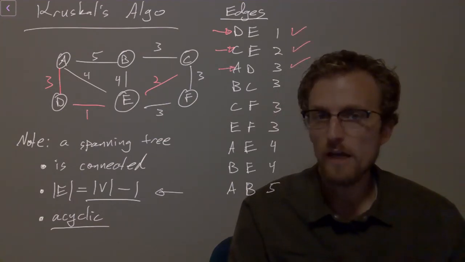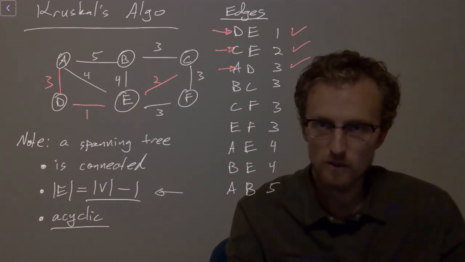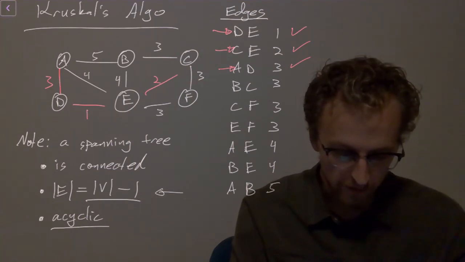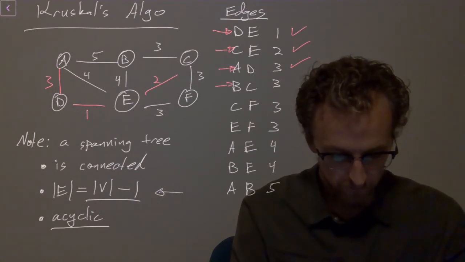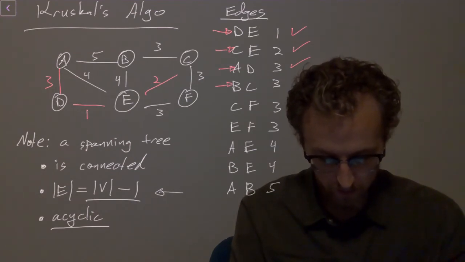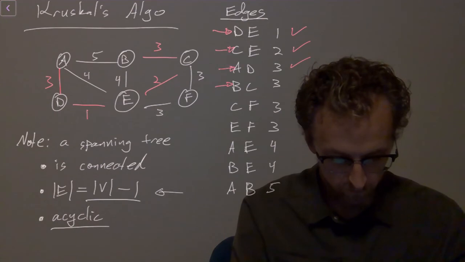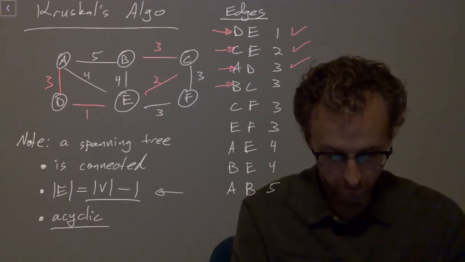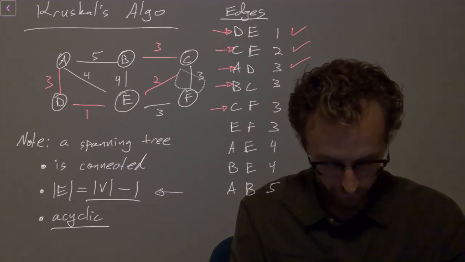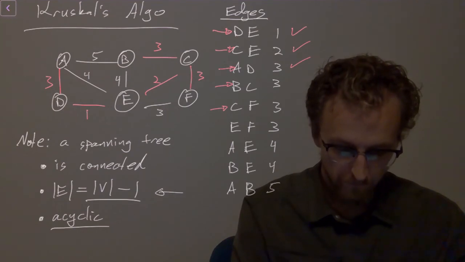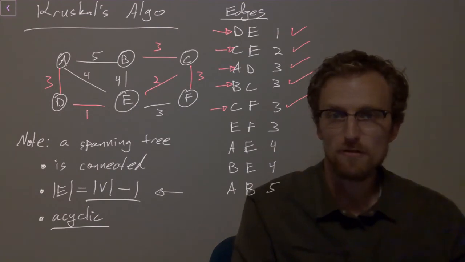Now notice we can only add 5 edges, because the ultimate spanning tree only has 5 edges with 6 nodes. So there are only 2 more edges to add. Let's look at BC and ask, does BC create a cycle? The answer is it does not, so we add BC. Now we look at CF and ask, does CF create a cycle? It does not, so we add it. And there's our spanning tree. Now we've connected all the nodes, and we're done.